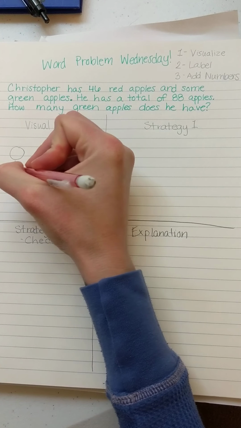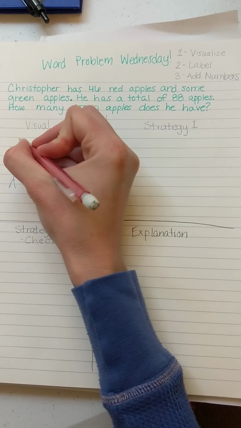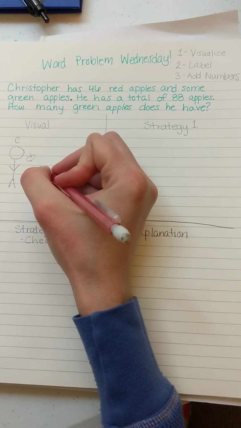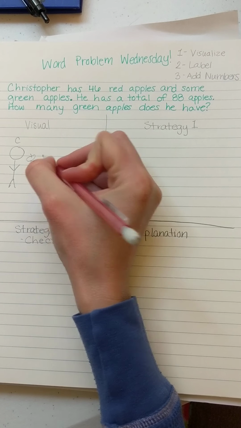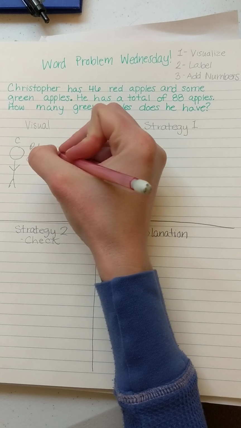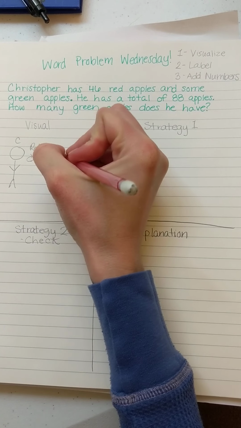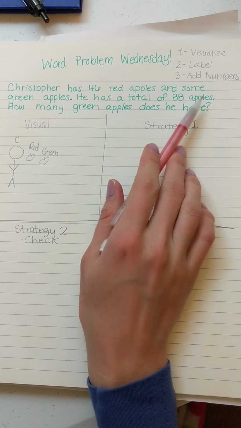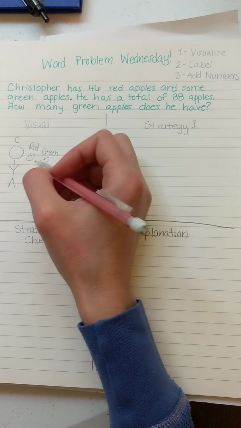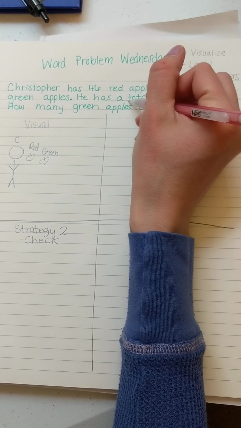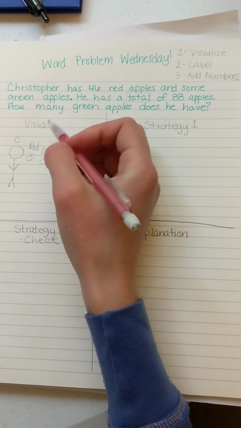Okay, so here's Christopher. You can draw an apple. Remember, it should not be a big complicated drawing. Some of them are red. Some of them are green. Okay. He has a total of some apples. Okay, so he has some that are red, some that are green, and then total means all of them together.